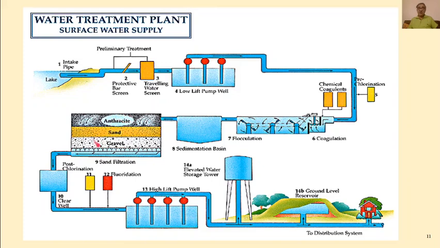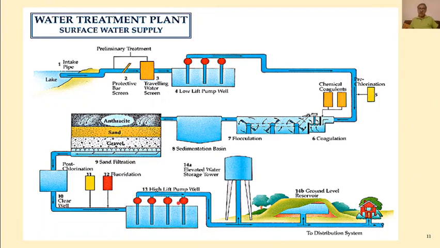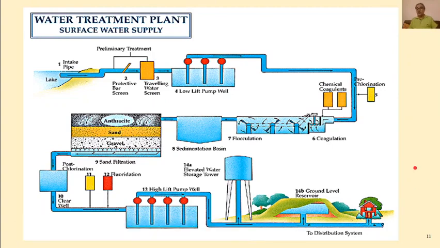And then this is passed through sand filtration, and then post chlorination is done, and then for the clear water, if needed, fluorination is done. Otherwise this can be omitted if fluorination is not required. Then this is passed on to the basin pump well, and then to the storage tank, and then this is distributed to different parts of the houses.